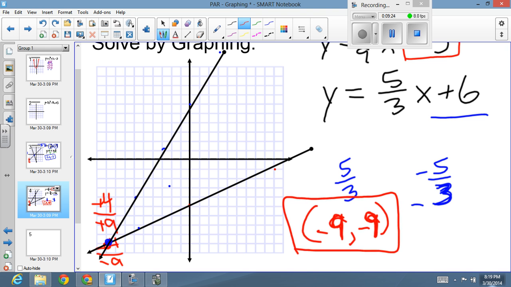Once again, to solve a system of equations by graphing, you want to graph both equations, see where the lines intersect.